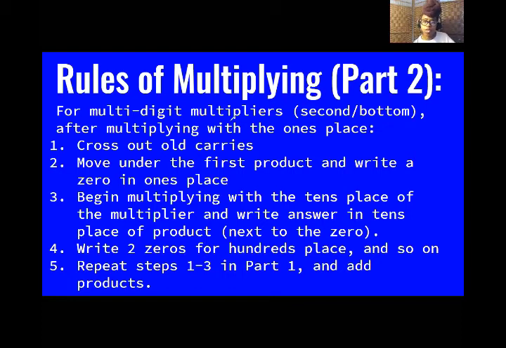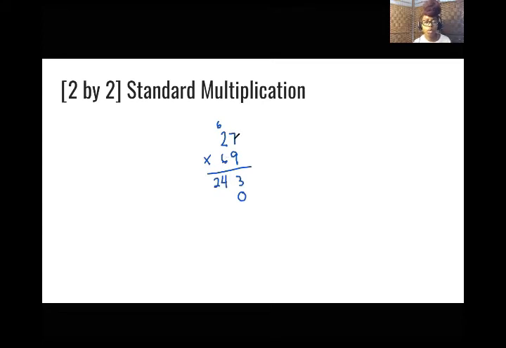So let's try it. So now we're going to try a 2 by 2 multiplication problem. So we're going to do 27 times 69. All right, starting with the ones place of our multiplier. So 9 times 7 is 63. So we write our 3 down here, our 6 up here, and 9 times 2 is 18, plus 6 is 24, okay? Now we're going to write a 0 underneath here because we're in our tens place now, and we have to account for the fact that 6 is actually 60. So 6 times 7, which is actually 60 times 7.